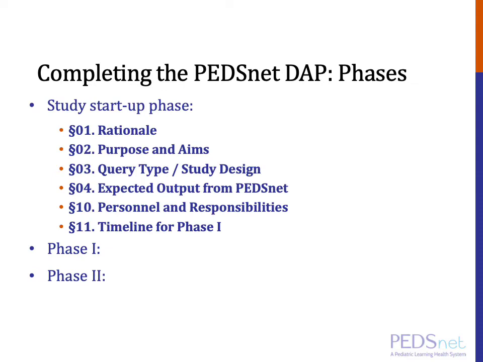So the study startup phase involves specifying the rationale, the why of the study, the specific purpose and aims, as well as the query type or study design. Examples include development of a computational phenotype or identification of eligible patients to facilitate study recruitment. At this stage, we also ask that investigators specify the expected output that they're requiring from PEDSnet, and on the project management side, we detail personnel and responsibilities, as well as a timeline for phase 1.